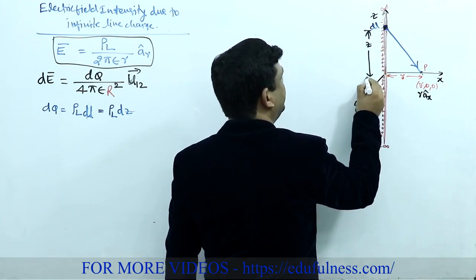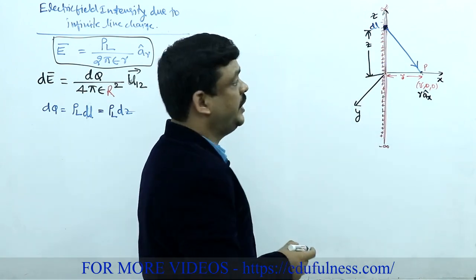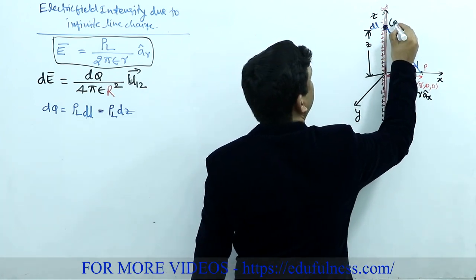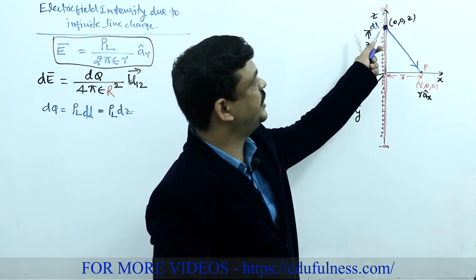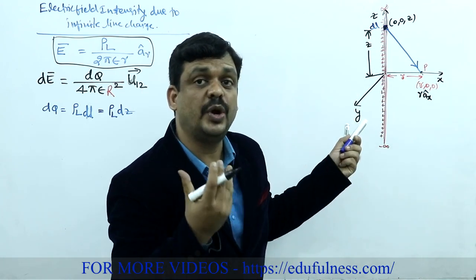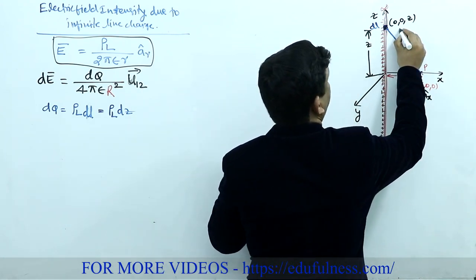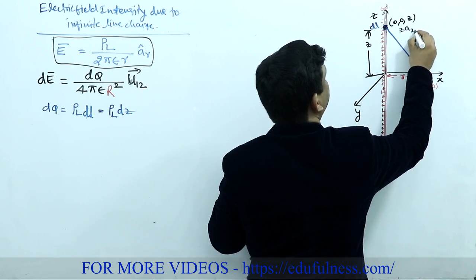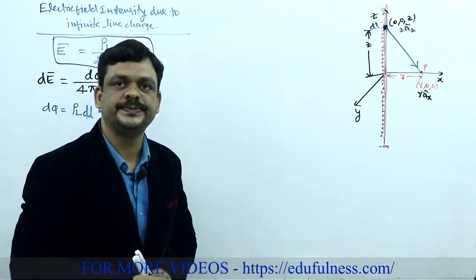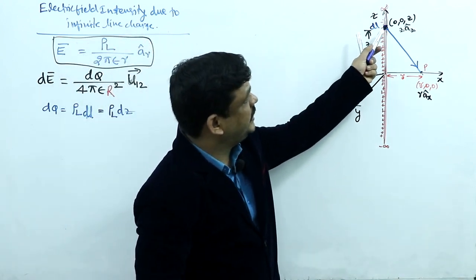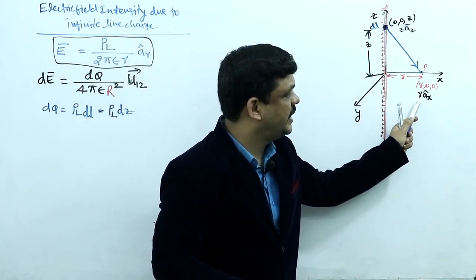That distance I am taking here is z. Then the point is (0, 0, z). Then what is the vector here? z into z is there, in which direction? The z direction. That's why we have to write it like this: z into az. Then one vector is here z into az and this vector is r into ax.